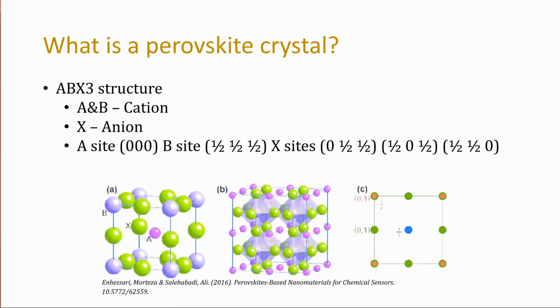The ABX3 structure consists of cations at the A site, which is shown here in pink, as well as cations at the B site, shown in purple, and anions at the X sites, shown in green. Of the perovskites that are investigated for photovoltaics and solar cells, B is normally a lead, A is a small organic cation such as methylammonium or formamidinium, or a relatively large inorganic cation such as cesium, while the X sites are a halide such as iodine, bromine, or chloride.